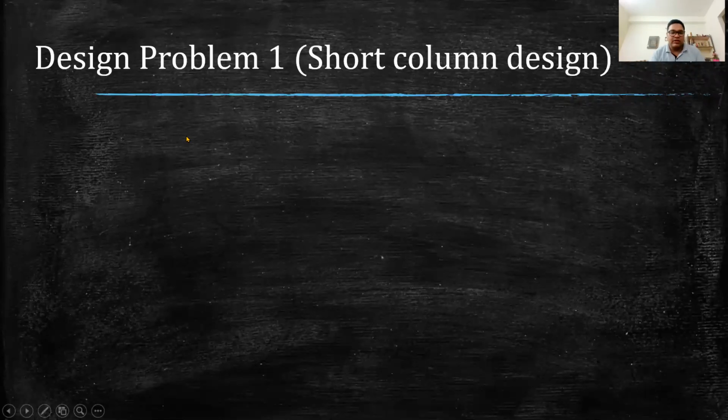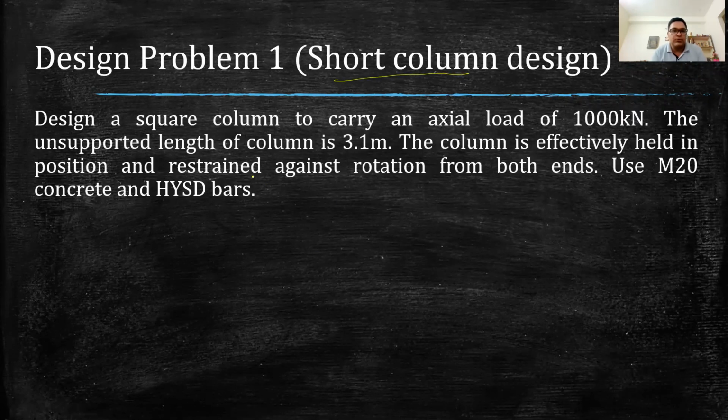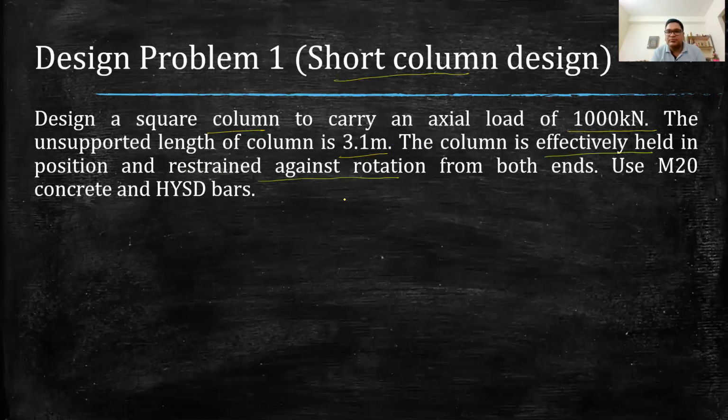Hello, welcome back. So now in this part, we will design a problem which is basically based on short column design. So this is the problem. In this, we are supposed to design a square column to carry an axial load of 1000 kilonewton. The unsupported length of column is 3.1 meter and the column is effectively held in position and restrained against the rotation from both the ends.